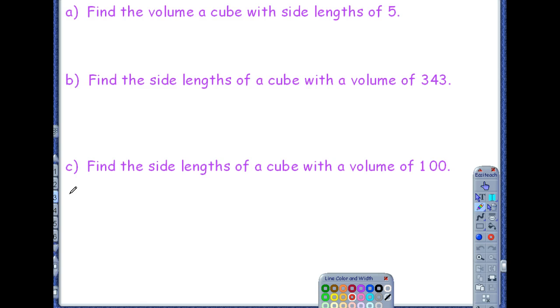Okay. So let's just get some practice real quick. It says find the volume of a cube with side lengths of 5. Now, I know you guys can do this. So go ahead and do it. Hit pause, check with us.